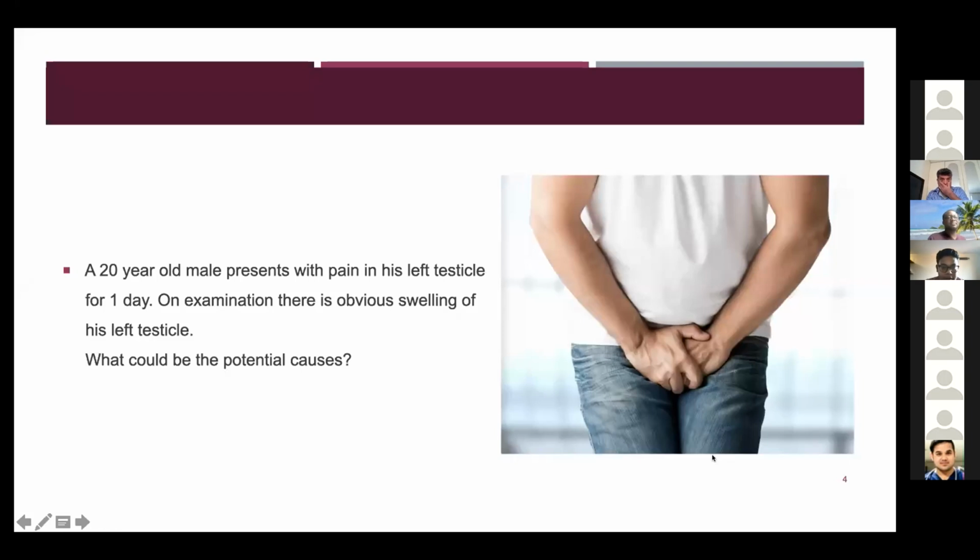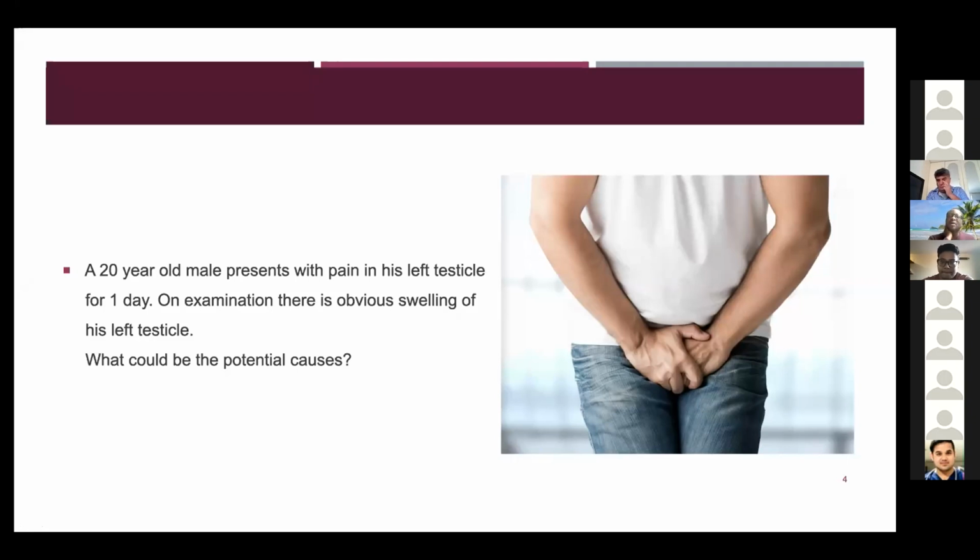So continuing on, a 20-year-old male presents with pain in his left testicle for 1 day. On examination, there is obvious swelling of his left testicle. So what could be the potential causes? Any takers? Anyone? Torsion.